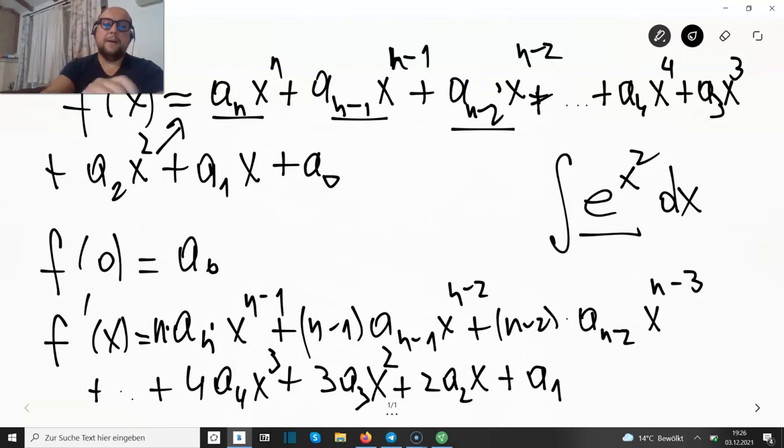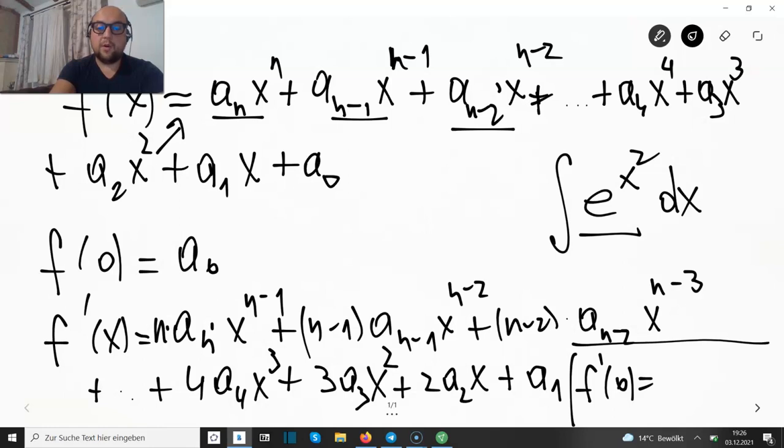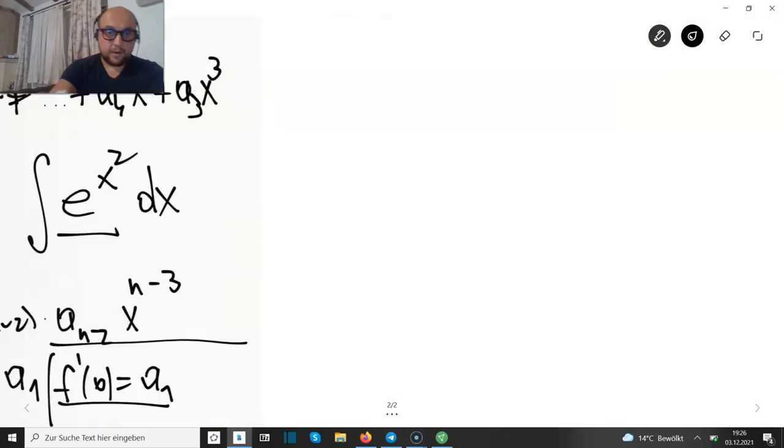Okay, so the first derivative at 0. Look at this. What would be the first derivative at 0? And that would be, you see, once again, all the values with x would become 0, so just only a1. So we already know a0 by knowing f of 0, and we already know a1 by just computing f prime at 0. That's okay. Let's keep on going.